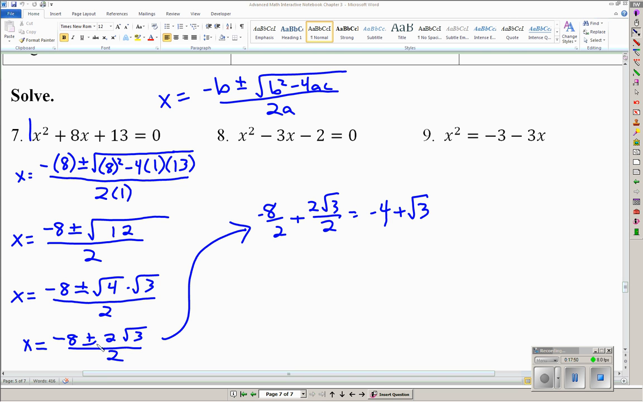Oh, I left off a plus or minus. These should all have the plus or minus in between. So, negative 4 plus the square root of 3 is one solution, and negative 4 minus the square root of 3 is the other solution. 2 real solutions.